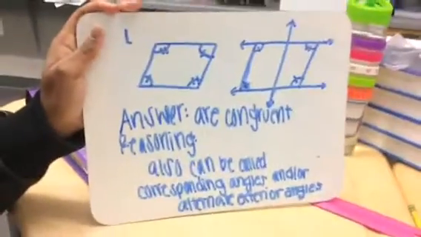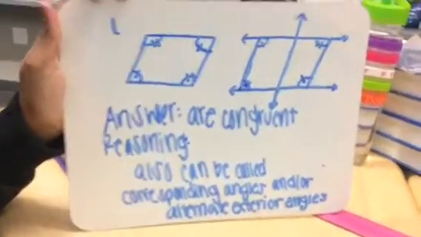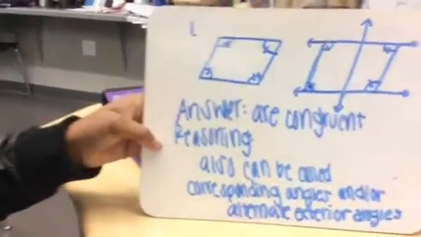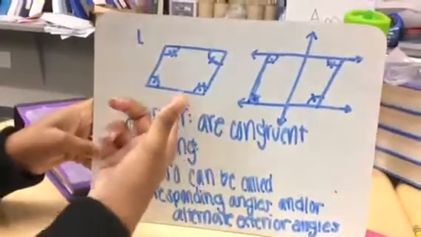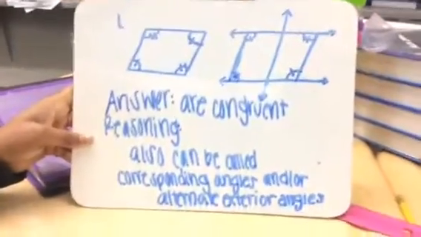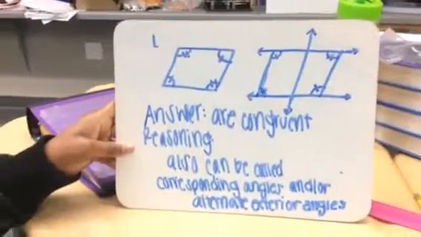Number 1 asks, the opposite angles of a parallelogram is? Our answer is: congruent. Our reasoning is the opposite angles can also be called corresponding angles and/or alternate exterior angles. Thank you.